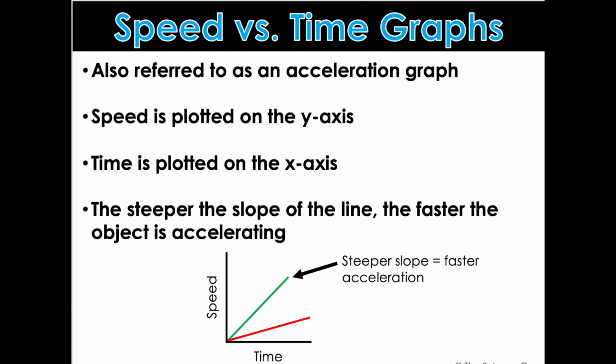Speed time graphs have the speed plotted on the y-axis. Time is plotted on the x-axis. The steeper the slope of the line, the faster the object is accelerating. Steeper slope equals faster acceleration.